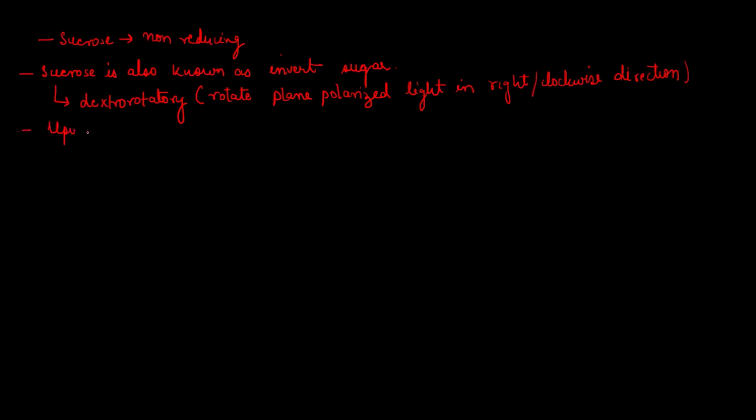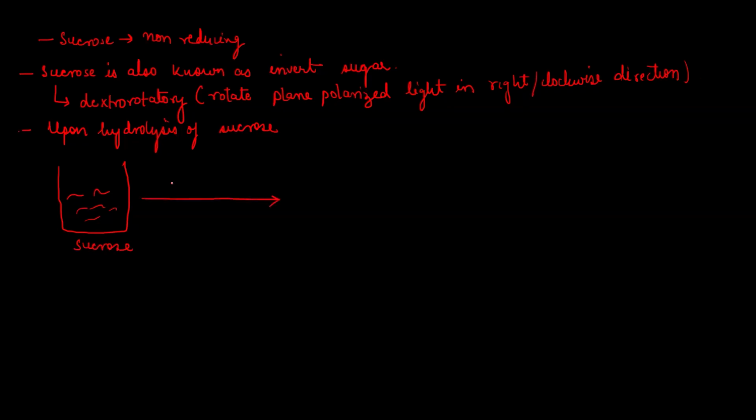So upon hydrolysis of sucrose, suppose you have a sucrose mixture. Now you hydrolyze it. If you do the hydrolysis of sucrose, what will be present in the mixture? The sucrose is made up of what? Glucose and fructose. So the mixture will contain glucose plus fructose, that is alpha D glucose and beta D fructose.